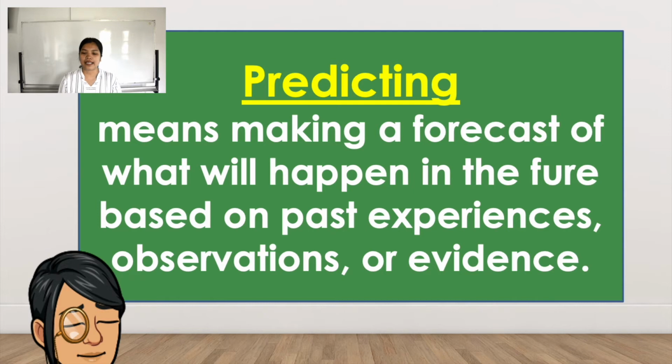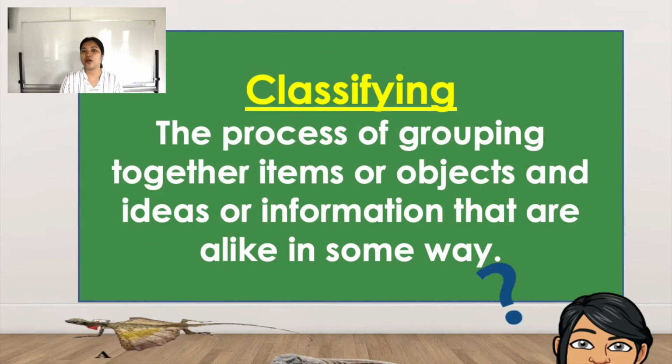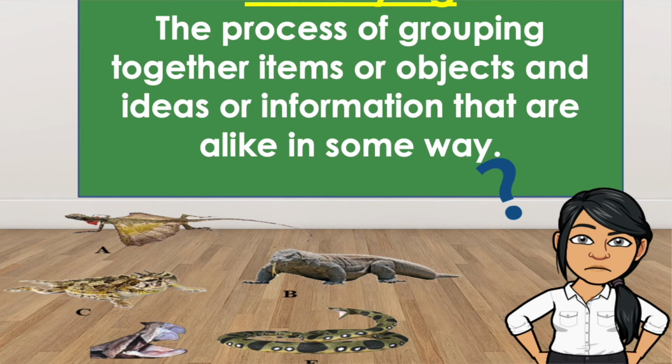Next one is classifying. Do you know how to classify? What is classifying? It is the process of grouping together items, objects, ideas, or information that are alike in some ways. For example, in the picture that you can see, snake and alligator are some examples of reptiles.